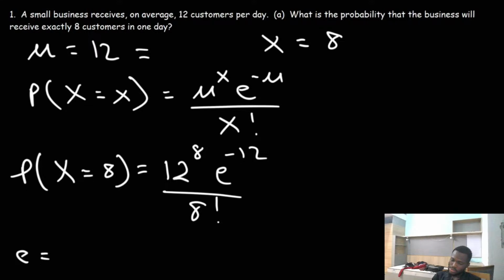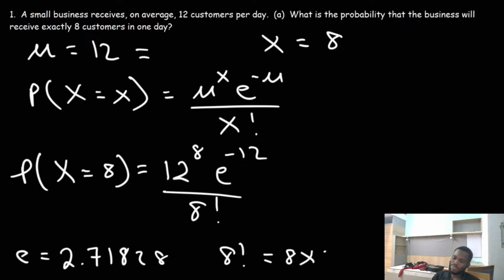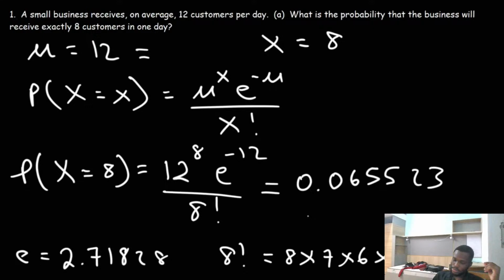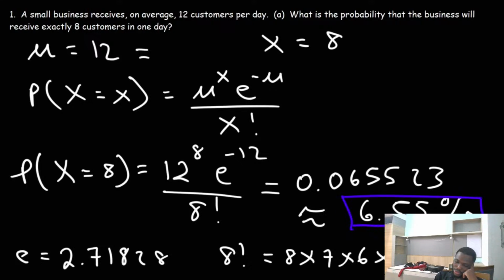Now, keep in mind, e is the inverse of the natural log function, and e is basically a number. It's 2.71828. 8 factorial, that's 8 times 7 times 6 times 5, all the way to 1. So if you were to plug this into your calculator, you should get 0.065523, which if we multiply that by 100%, is approximately 6.55%. So that's the probability that this business will receive exactly 8 customers in one day.